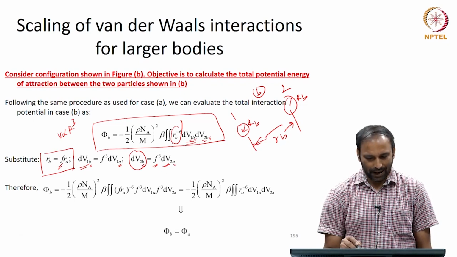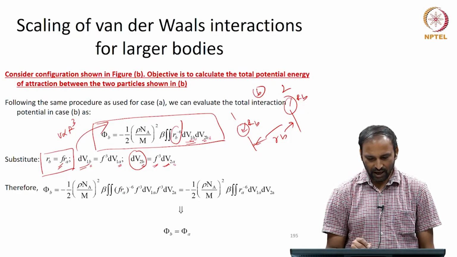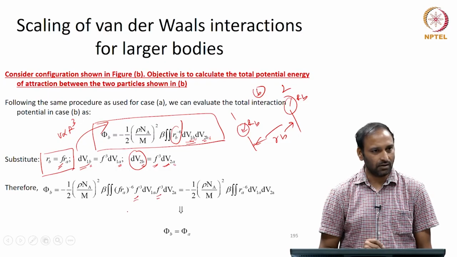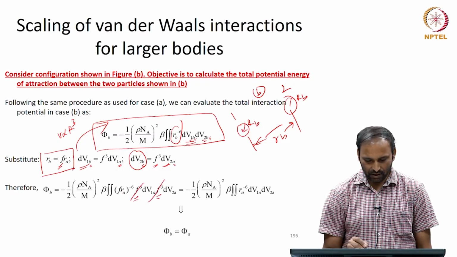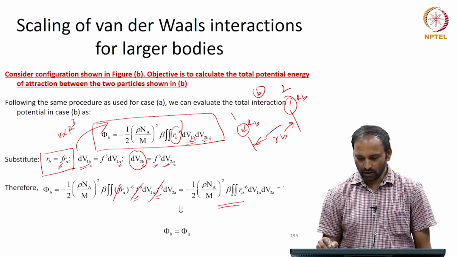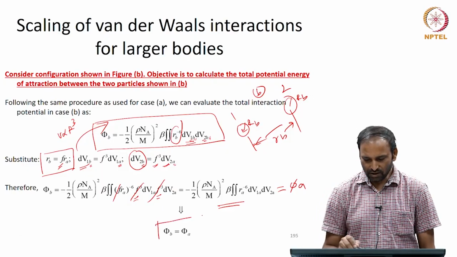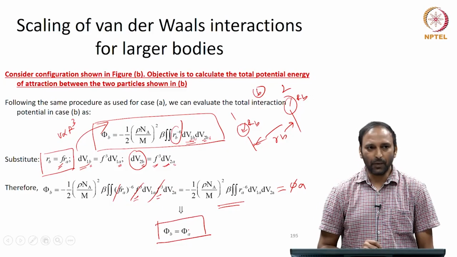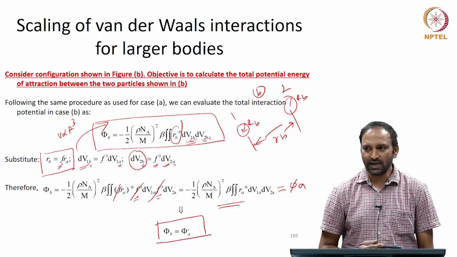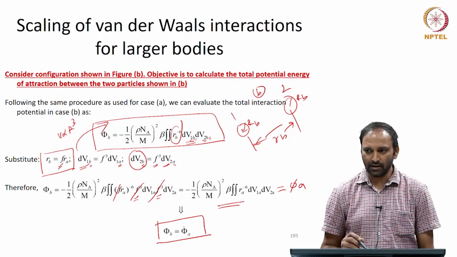If I put them back into this expression, I have f R_A to the power minus 6, there is f cubed, f cubed, and this essentially gets cancelled. What you end up with is whatever you had for phi A. Therefore, this tells you that the van der Waals force of interaction in case B is the same as the van der Waals force of attraction in case A.